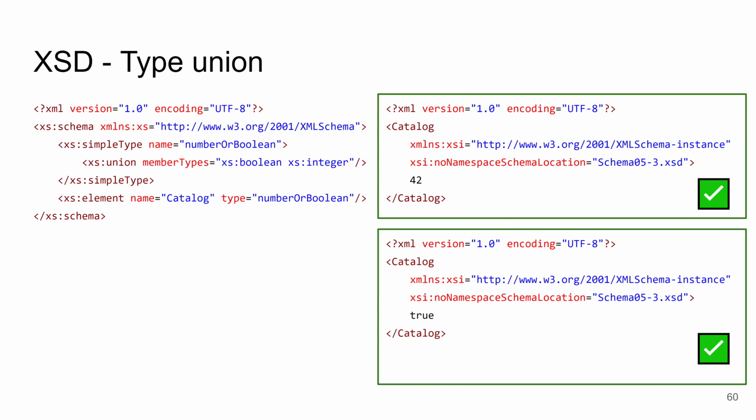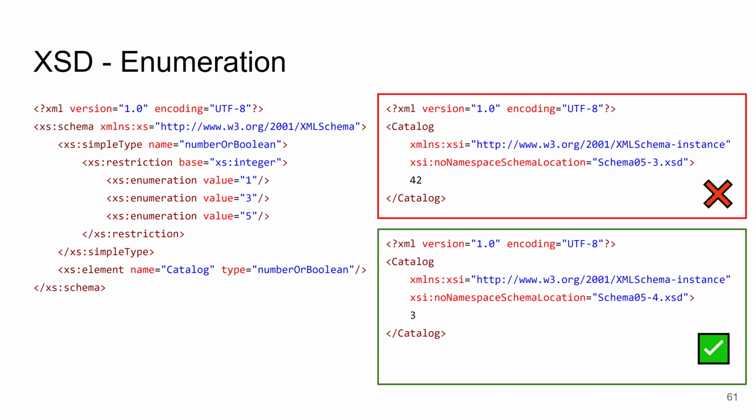And the union type combines multiple simple types together. So here we define a number or Boolean simple type and use it in the element. And therefore, both instances with numbers and Boolean values are valid documents.